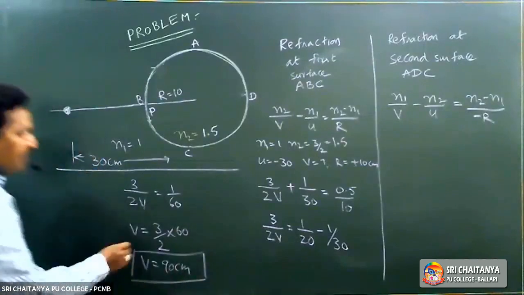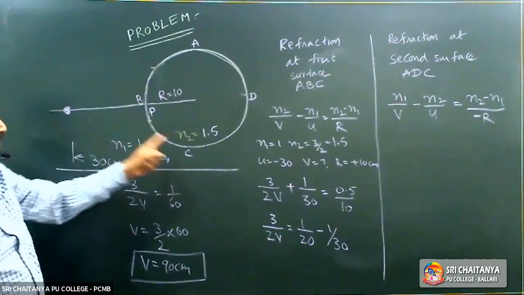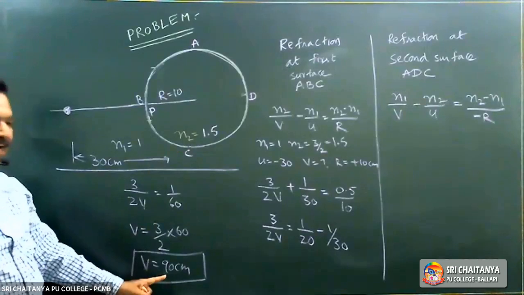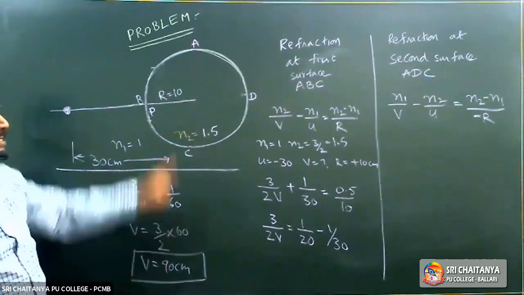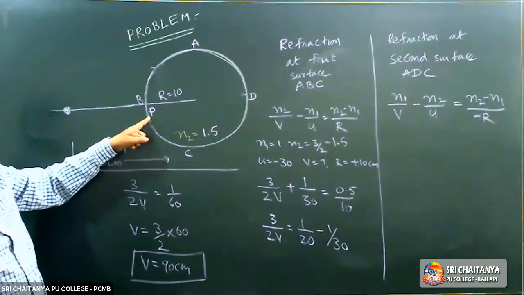So the image due to the first surface will be at a distance of 90 centimeters from the pole of the first surface.